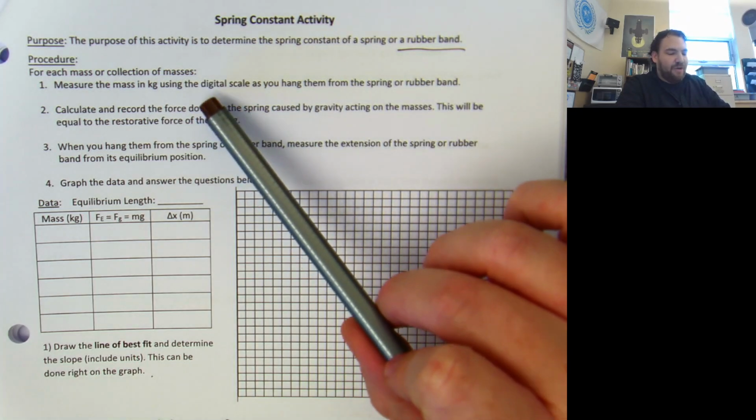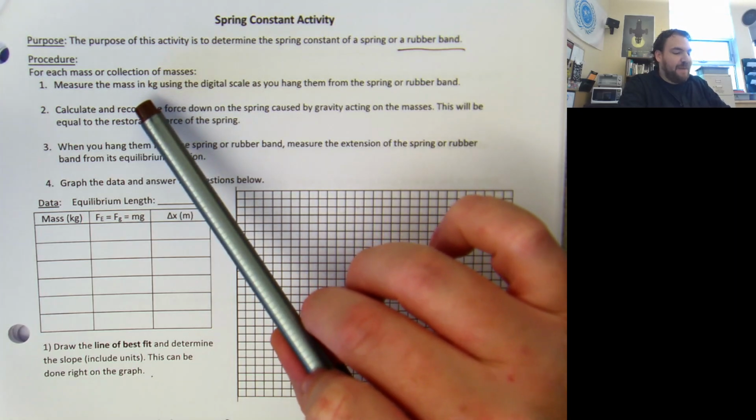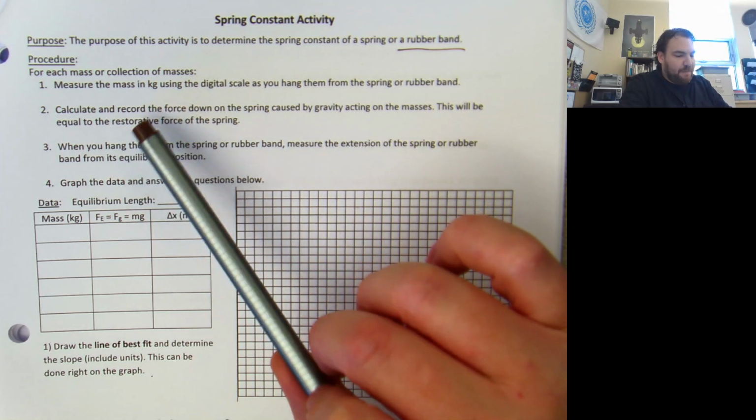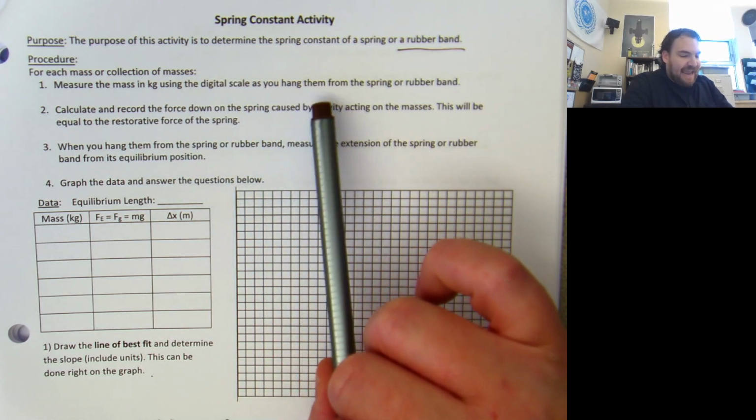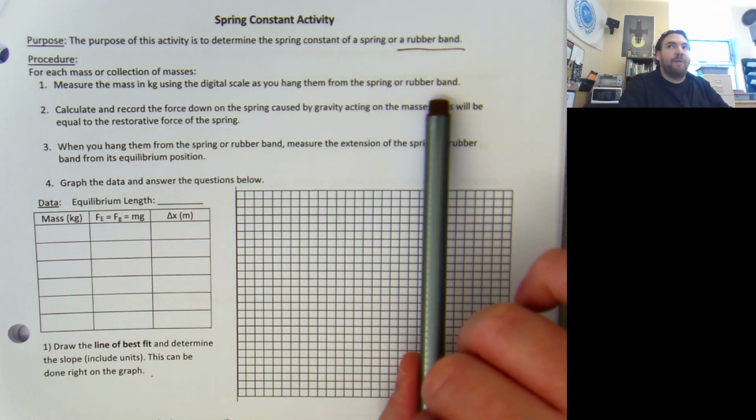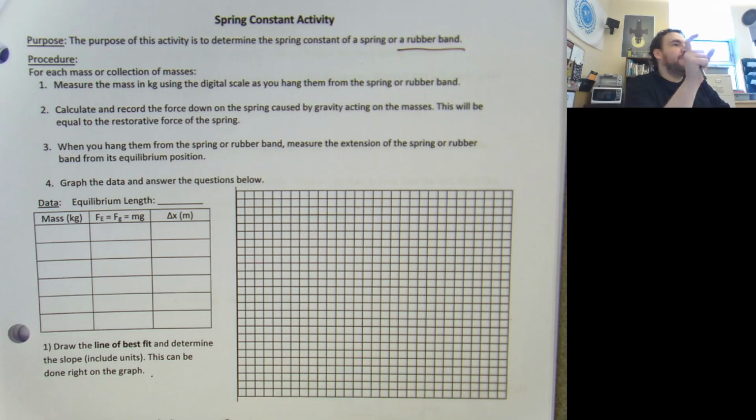So, step 1, you're going to do a bunch of masses. For each mass or collection of masses, you need to measure the mass in kilograms using the digital scales that are available to you as you hang them from the spring or rubber band. Do not assume that what is written on the mass is what it is. These masses get dropped, they lose mass. Somehow I've seen them gain mass. I don't know what's going on there. Whatever you grab from the bins, don't assume that what's printed on them is accurate.